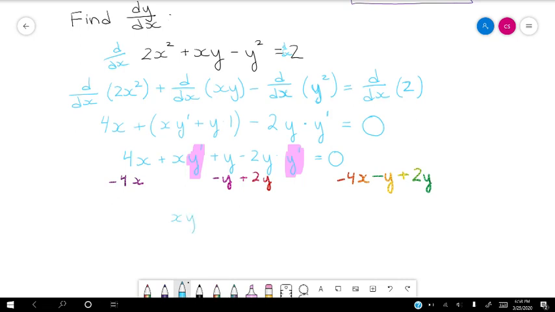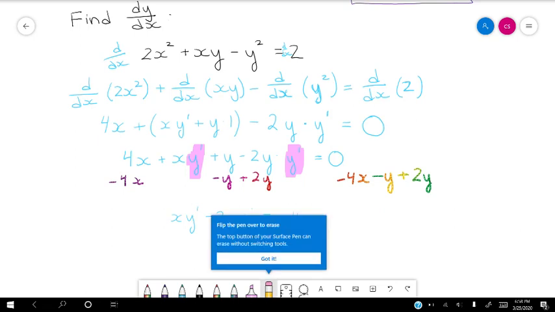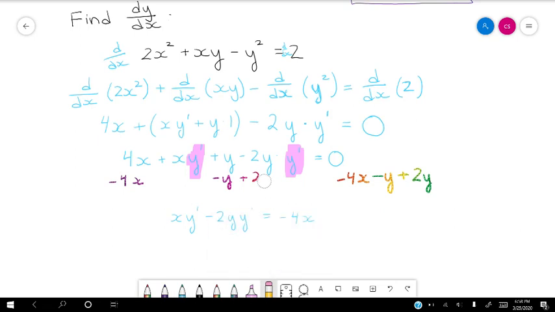Okay, so what did you get? You have xy prime minus 2y, y prime equals... oh my goodness. I made a mistake. Did you catch it? Got it. Right there. Sorry about that, guys. That's all one term. We all make mistakes. We always feel good when we catch them. All right, so nothing a little eraser can't handle.